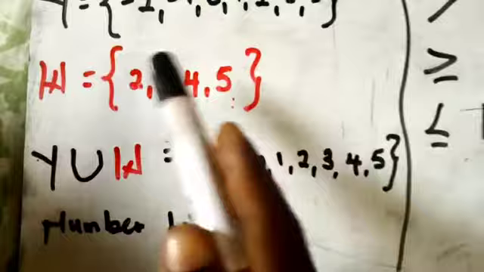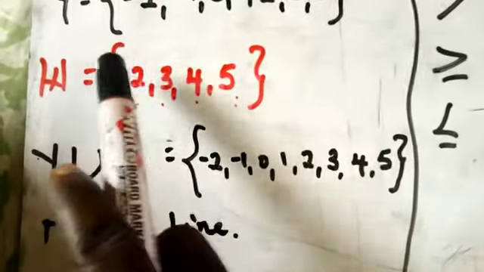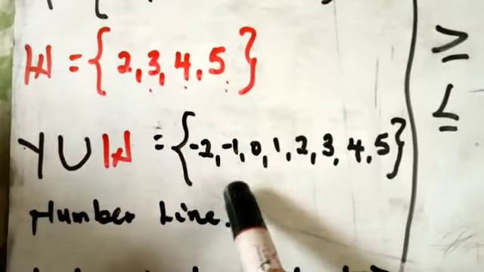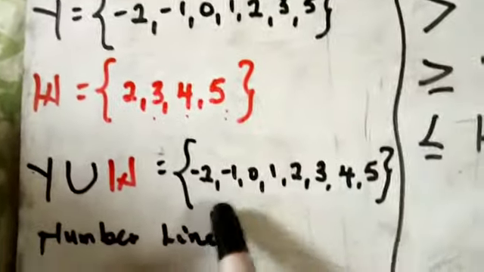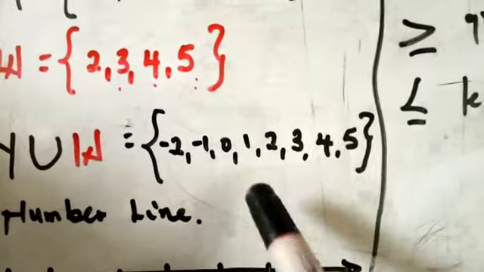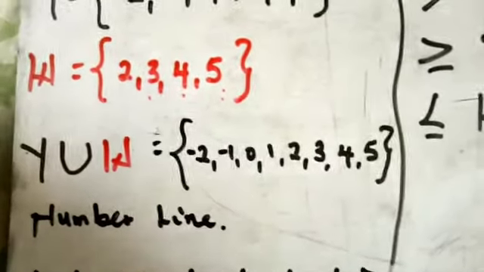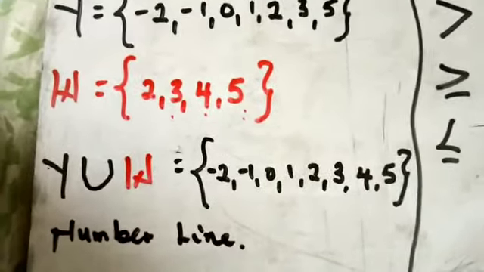So in order, right? We have minus 2, and then minus 1, 0, 1. Have you seen that? They are all here, right? So minus 2, minus 1, 0, and then 1, 2, 3, 4, and then 5. So it means that everybody has come together.